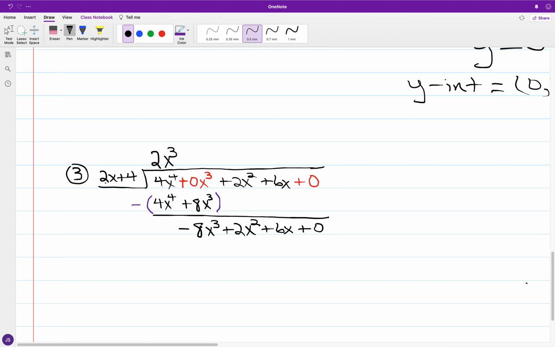After taking 2x into 4x to the fourth, for the next round I have 2x into negative 8x cubed. 2 into negative 8 is going to be negative 4. x into x cubed is going to be x squared. So I have distributing negative 4x squared over this binomial. So this is going to be negative 8x cubed, and negative 4x squared times 4 will be a negative 16x squared.